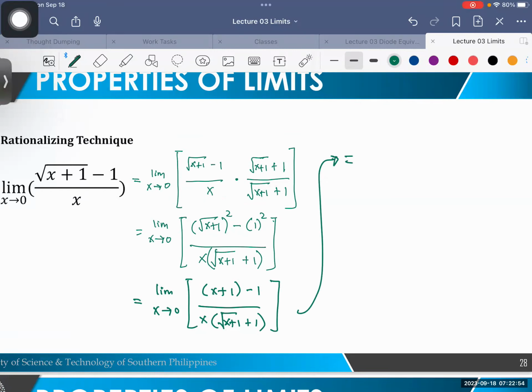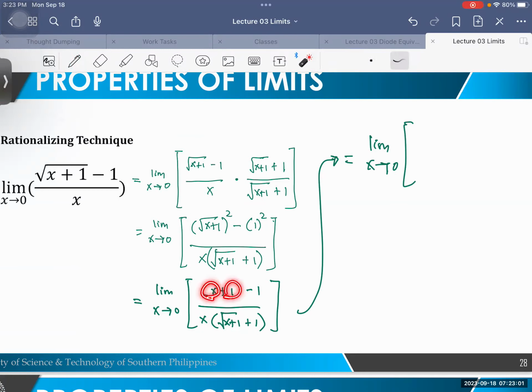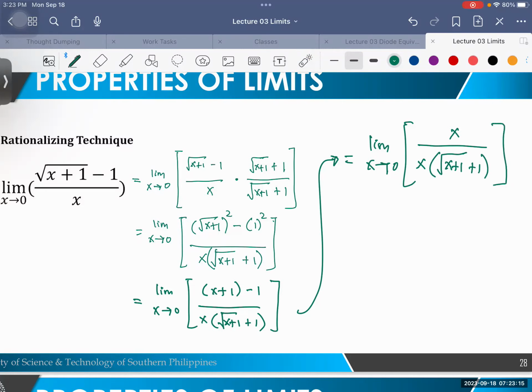So, equals the limit of, what happens in the numerator is x plus 1 minus 1. So the 1 minus 1 disappears. What is left in the numerator is x. And in the denominator x, again, don't distribute there. Okay? So this x cancels with that x. Our goal, again, is that if it makes the limit undefined, we want to get rid of that. So in this case, we reached the point where the x is canceled, and the cause of the undefined limit is gone. Okay?